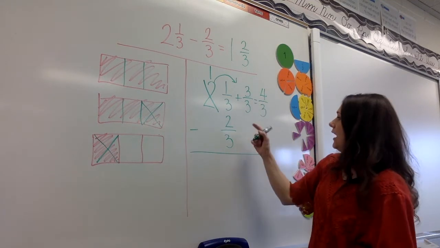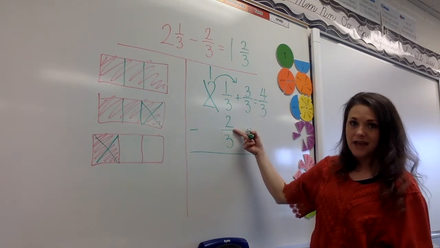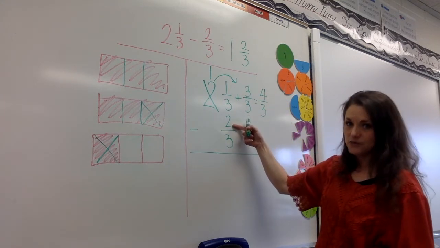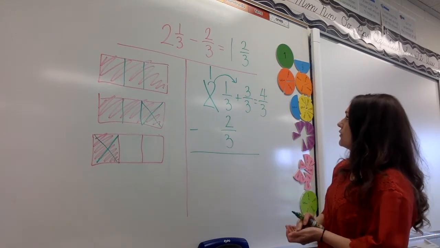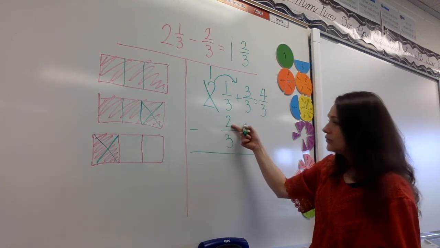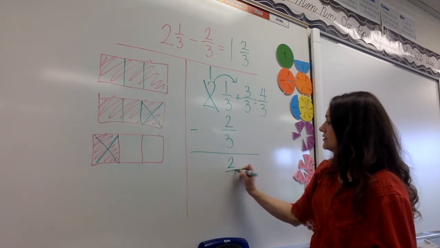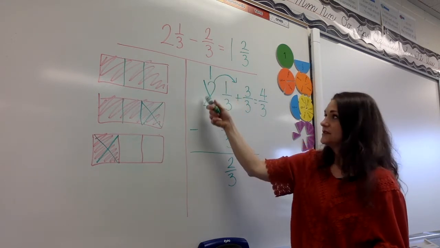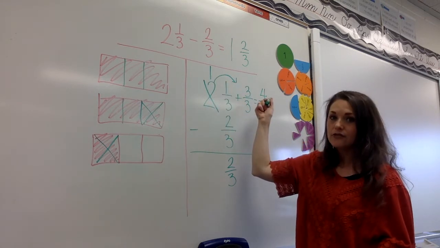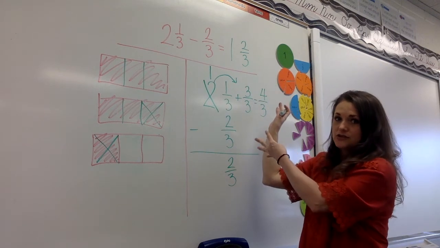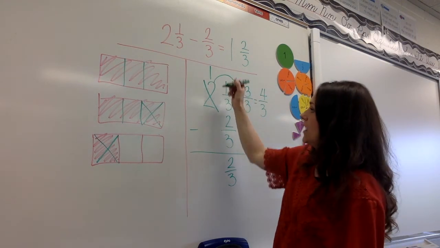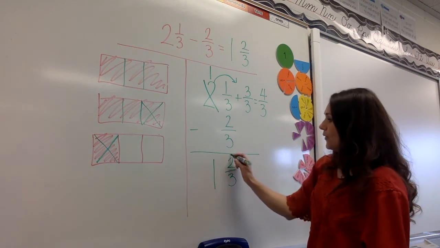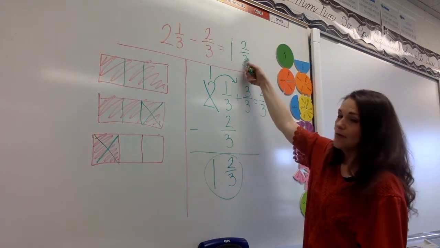And now I can subtract it, can I? Now I have 4 thirds, and I can take 2 thirds away from that. So 4 subtract 2 is 2 thirds. And now I need to subtract my whole numbers. It's no longer a 2 because I borrowed that over and used it in my fraction pieces. Now I can take 1 and subtract nothing from it and get 1. And voila, we get the same answer.